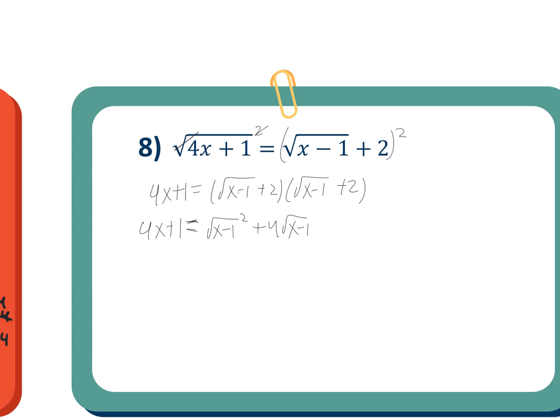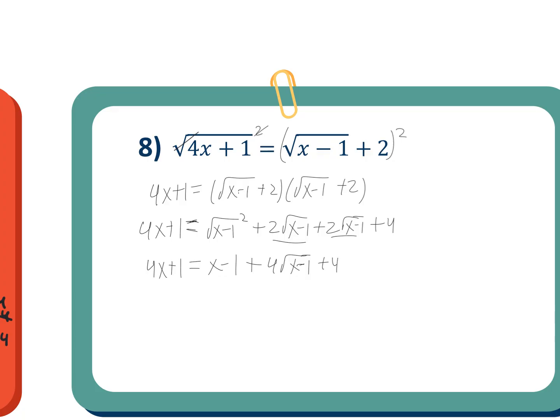I'm sorry, I kind of jumped a step. All right, so it's going to be plus 2 square root of x minus 1 plus 2 square root of x minus 1. And then 2 times 2 is going to get you 4. Right, so that's after foiling it. And then we end up with 4x plus 1 equals x minus 1, plus these two radicals are going to combine and we're going to get a 4 square root of x minus 1. And then I still have that plus 4.